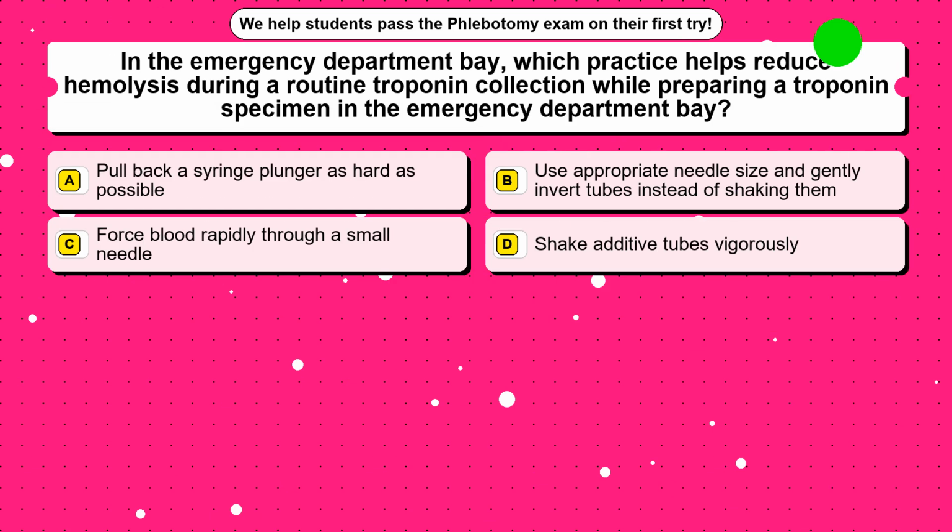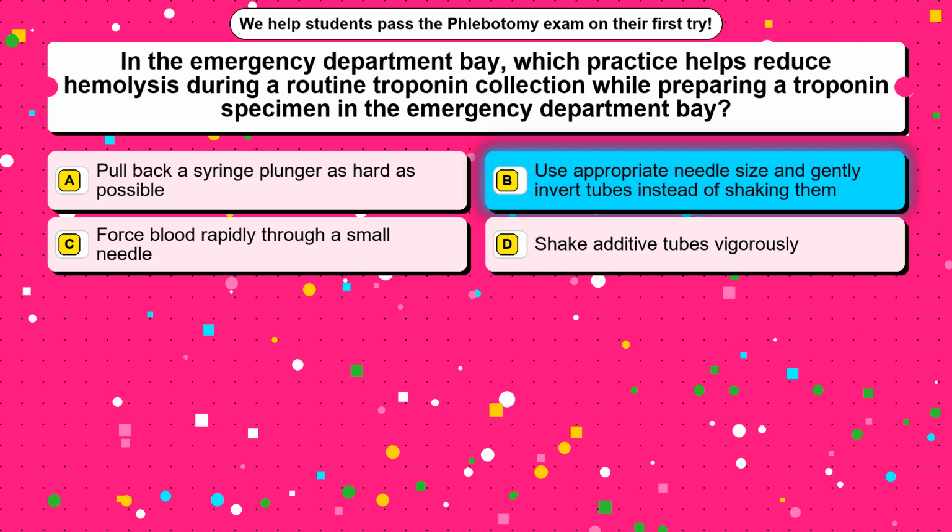Question 28. In the emergency department bay, which practice helps reduce hemolysis during a routine troponin collection while preparing a troponin specimen in the emergency department bay? Option A, pull back a syringe plunger as hard as possible. Option B, use appropriate needle size and gently invert tubes instead of shaking them. Option C, force blood rapidly through a small needle. Option D, shake additive tubes vigorously.